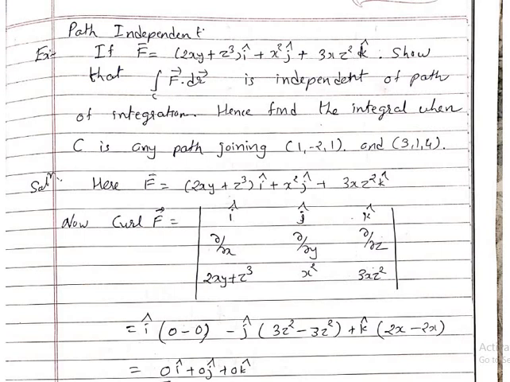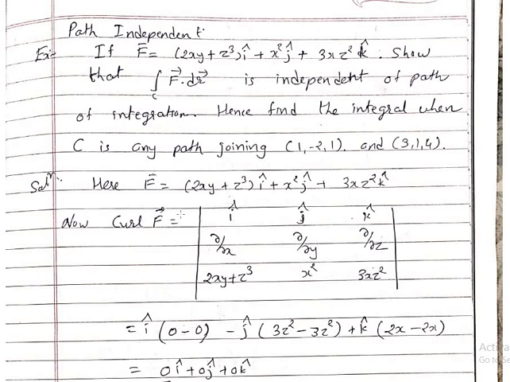So we are starting with a second example. If F bar is equal to (2xy plus z cube) i plus x square j plus 3xz square k, then show that the integration of F dot dr is independent of the path of integration, and hence find the integral when C is a path joining (1, -2, 1) and (3, 1, 4). Now first we have to show that the integration is independent of path.